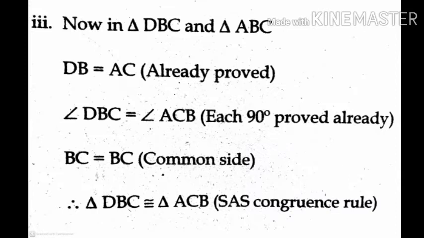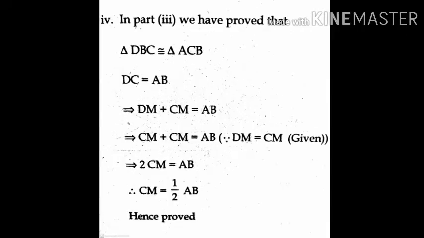Solution for third question. Now in triangle DBC and triangle ABC, DB equal to AC, already proved above. Angle DBC is equal to angle ACB, since each 90 degree, proved already. BC equal BC, since common side. Therefore triangle DBC is congruent to triangle ACB since SAS congruency rule.